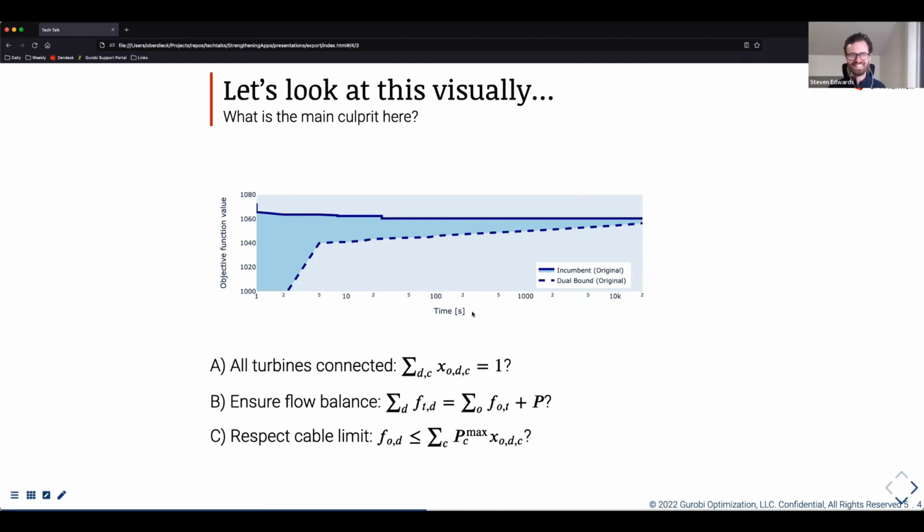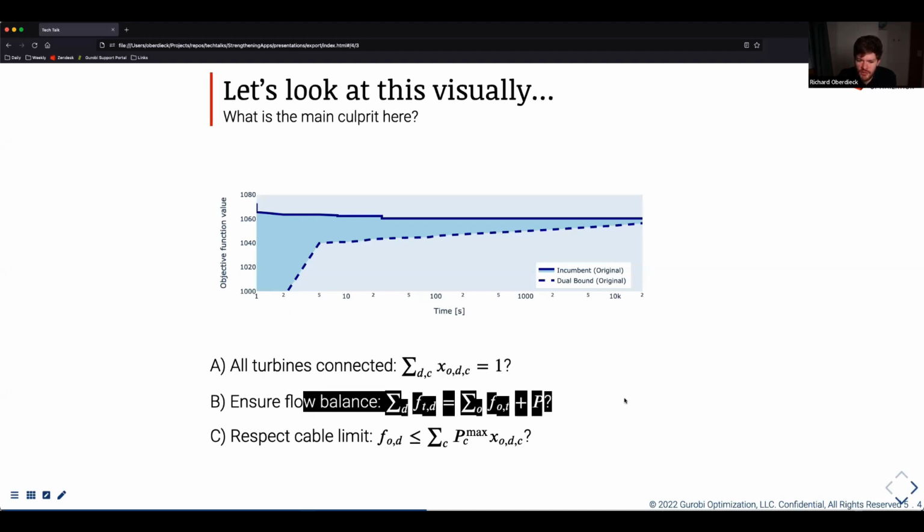Yeah. But this is really the key to what we're talking about today. Really understanding why would one of these be a problem? Why would A be a problem? Why would B be a problem? Why would C be a problem? A problem, I mean, make the formulation weak.